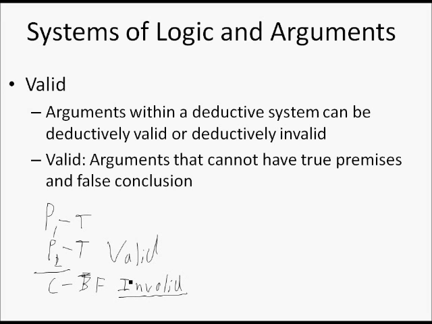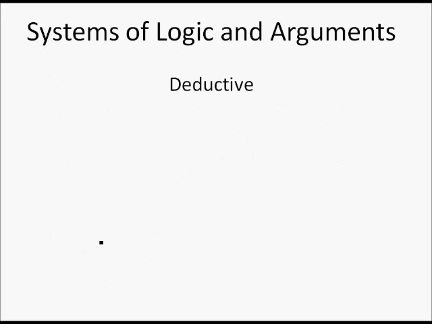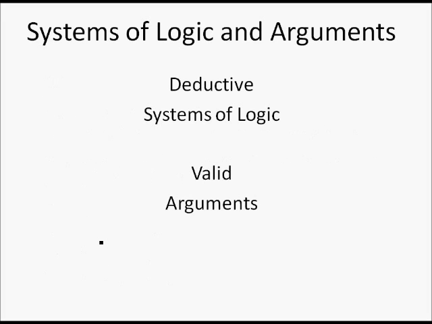Now, this is a description of an argument. It doesn't say anything about whether the system of logic we're using is a good one or a bad one, is it deductive or inductive. All it is saying is it's characterizing whether our argument has certain properties, whether or not it allows us to go from true premises to a false conclusion or not. Now, just to clarify things, we want to make sure that we understand that deductive only applies to systems of logic and validity only applies to arguments.